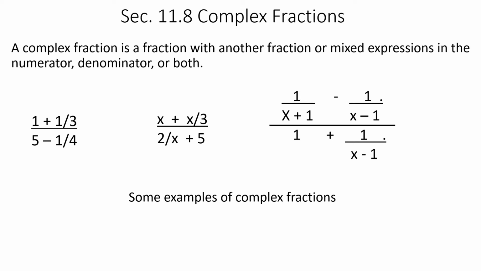As you can see, here we have one large fraction, and then we have a small fraction, 1/3, in the numerator, and we have another fraction in the denominator. Same thing for the second one. And here we have a fraction, a fraction, a fraction, all over another fraction. So these are what we call complex fractions.